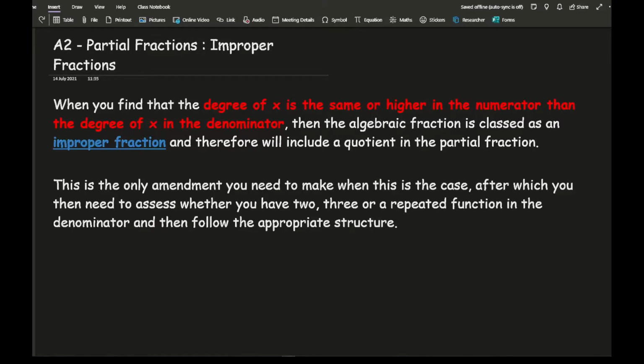Now when you find that the degree of x is the same or higher in the numerator than the degree of x in the denominator, then the algebraic fraction is classed as an improper fraction and therefore will include a quotient in the partial fraction. Now this is the only amendment that you need to make when this is the case, after which you will need to assess whether you have 2, 3 or repeated functions in the denominator and then follow the appropriate structure as shown in the previous videos.